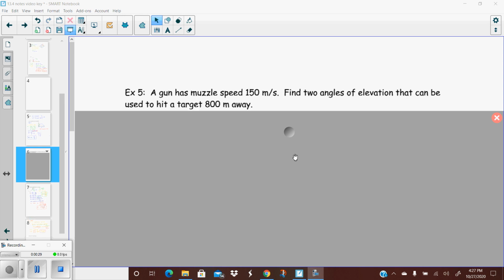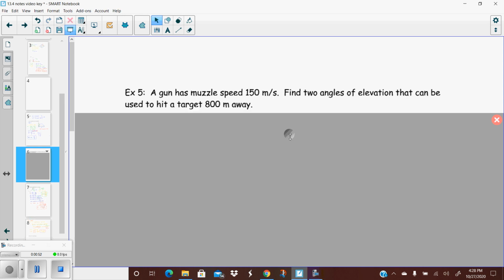So the example says a gun has a muzzle speed of 150 meters per second. Find two angles of elevation that can be used to hit a target 800 meters away. So 800 meters is half a mile. It's a pretty long distance. So there's two angles of elevation that can be used to hit this target if you have a gun with a muzzle speed of 150 meters per second.